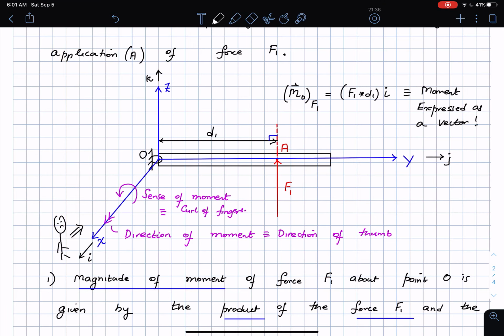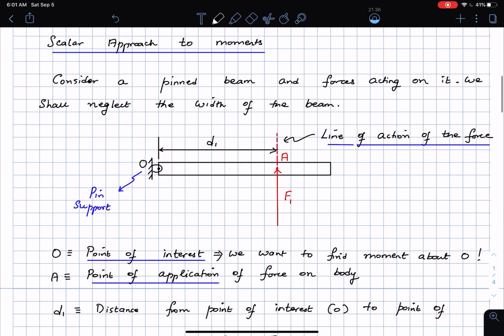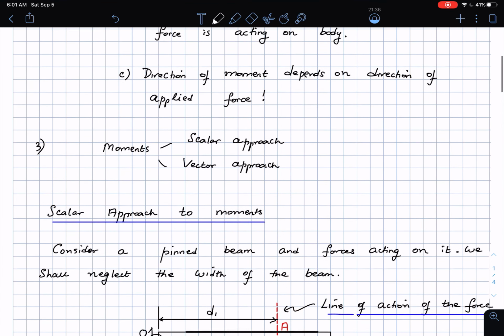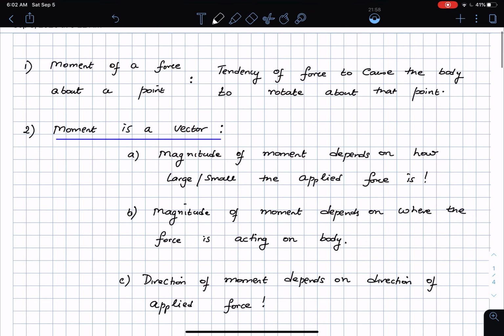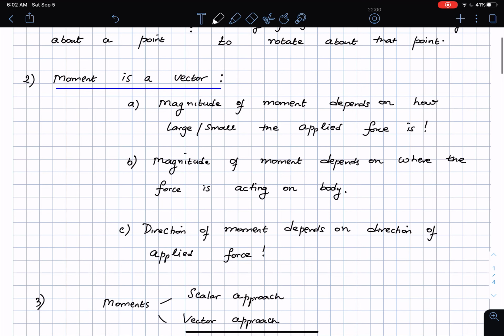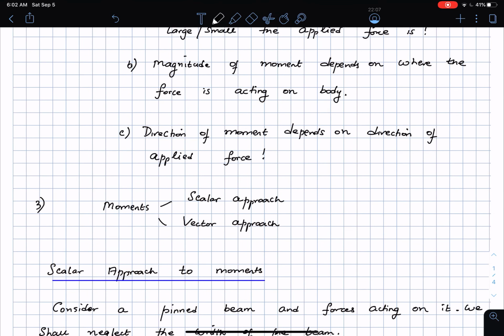All right, so a very brief summary of what we have done here. We looked at the basic idea of what a moment is. Moment is a vector because the magnitude depends on how large or how small the force is. Magnitude also depends upon where the force is acting on the body. Then the direction of the moment depends upon the direction of the applied force. And all of these we will see in some problems that we will be solving. Moments have two ideas, a scalar approach and a vector approach.